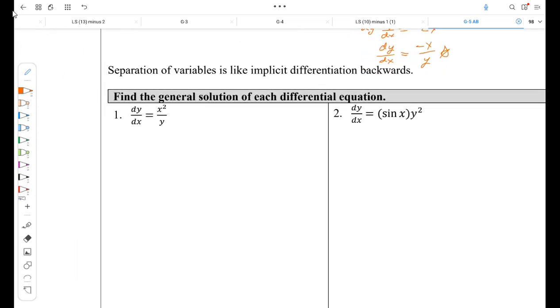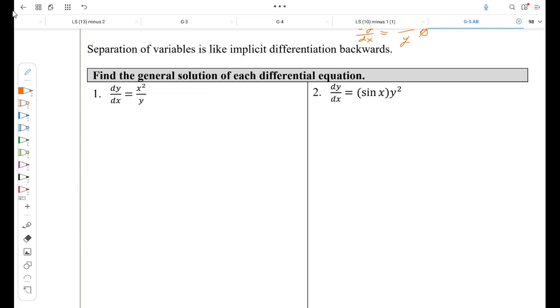Okay, so let's take a look at a couple examples. The idea here is we're going to translate from the language of derivatives, where we have the dy and dx together, to the language of integrals, where we have the dy and the dx split, and we've got to keep everything algebraically sound. So we're going to do algebra on this.